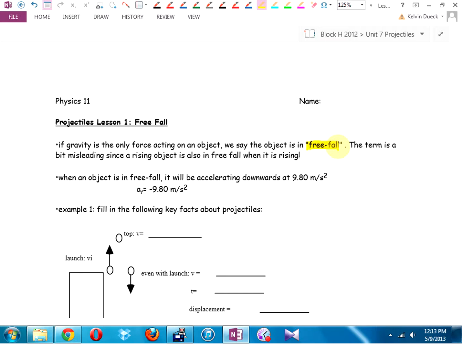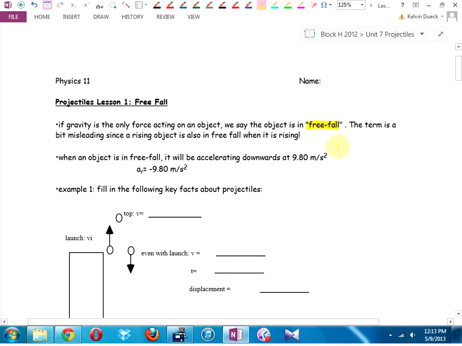Now, to bring in some vector notation, especially when we launch projectiles sideways as well as up, we're going to call that negative 9.8 a_y, vertical acceleration, because we're going to talk about vertical and horizontal components.